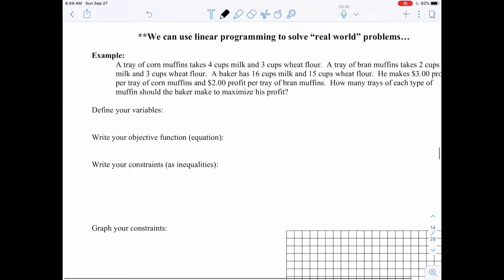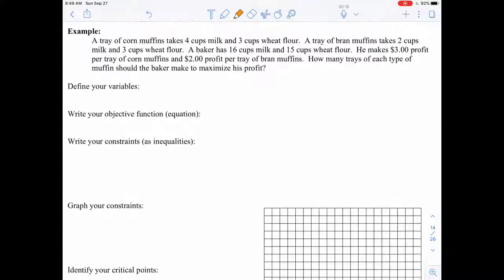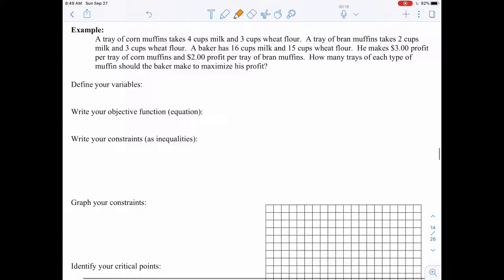On the back side of our notes, we will do a complete problem. We're going to use linear programming to solve this real-world problem. In our example, let's read through it quickly and highlight the given information. We will define our variables, write our objective, write the system of inequalities, graph them, find the intersection points, and identify the one that satisfies the problem.